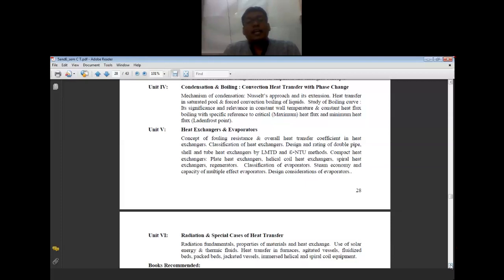For designing the heat exchanger, you require to understand the LMTD concept and the NTU concept. So shell and tube heat exchanger designing by LMTD, that is log mean temperature difference, and the effectiveness or NTU method, number of transfer unit method. So this is the basic purpose of designing the heat exchangers.